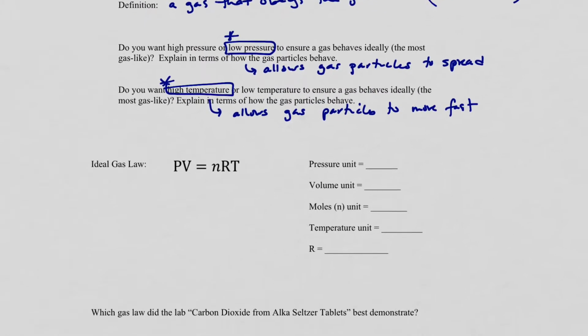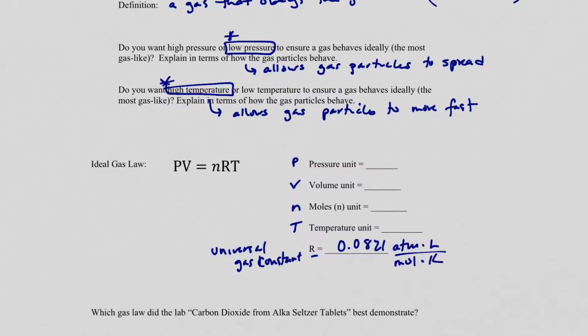All right, so talking about the ideal gas law, we've got PV equals nRT, where this is pressure, volume, moles, temperature, and then there's something called R, which is the universal gas constant. I don't really care if you know what the name of that is, but it has this value, 0.0821 atmospheres liters over moles Kelvin. That's always the number that's going to get plugged in for this R right here.